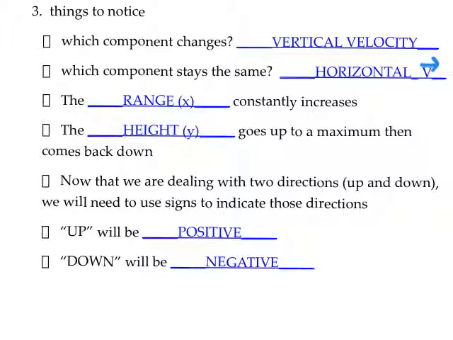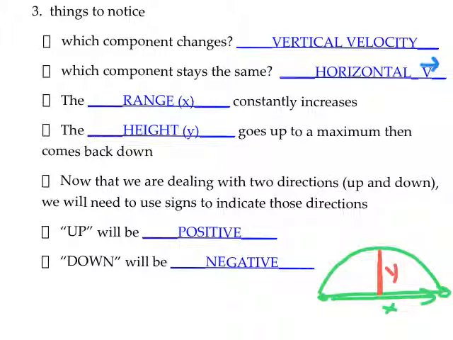Next, we have distances to compare. The range would be that horizontal distance or displacement, and that's something that constantly increases. So if I look at a projectile, the range would be the x direction, and it's the distance from beginning to end. So that would be considered the range. For the height, the object is going to go up to a maximum height, and then it's going to come back down. And we would label that with a Y. And now that we're dealing with two directions, you will see negative and positive signs pop up in some of the math questions, and up is going to be considered positive and down will be considered negative.